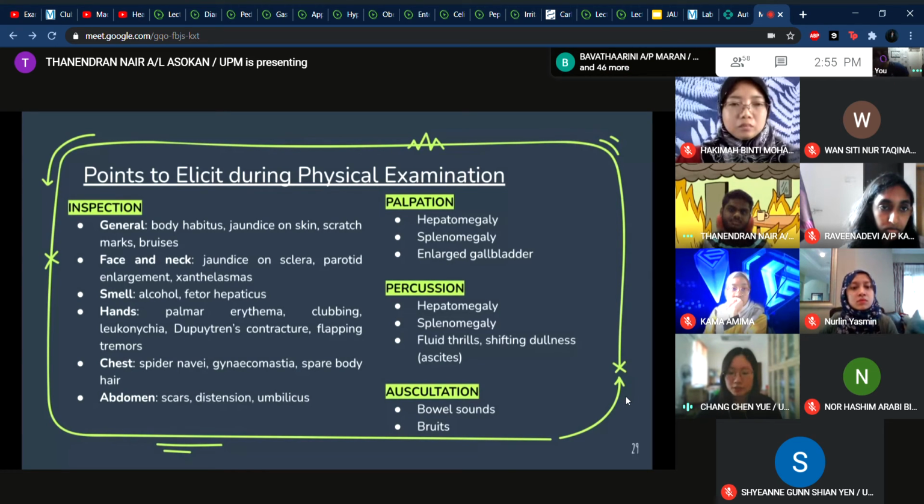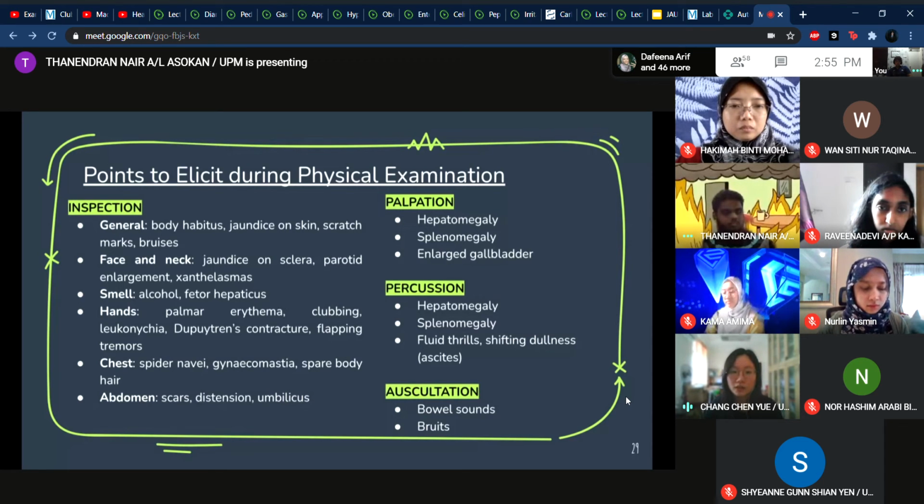So during physical examination, this includes inspection, palpation, percussion, and auscultation. I'll just focus on the abdomen. For inspection, we look for the general body habitus, any jaundice on the skin, and any scratch marks and bruises over her skin. And then face and neck: jaundice on sclera, parotid enlargement, xanthelasma, and the smell, any alcohol smell or fetor hepaticus. On inspection of the hands, any palmar erythema, clubbing, leukonychia, Dupuytren's contracture, and flapping tremors.